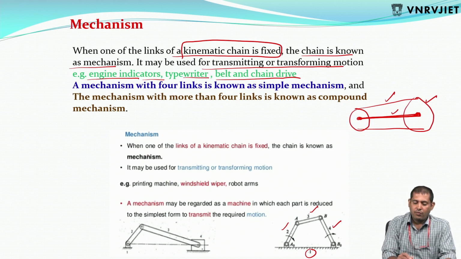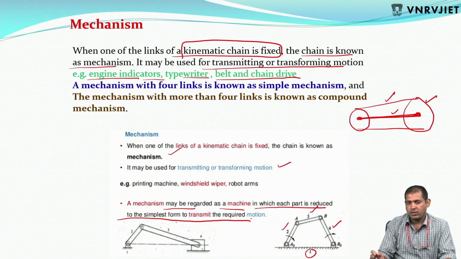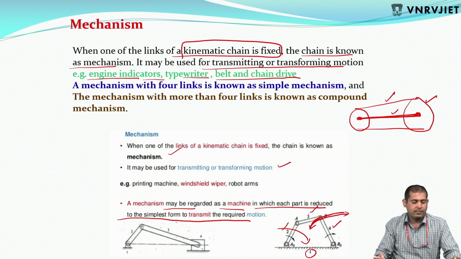Next, when one of the links in a kinematic chain is fixed, the chain is known as a mechanism. It may be used for transmitting motion, same as before, like a printing machine. A mechanism may be regarded as a machine in which each part is reduced to its simplest form to transmit the required motion. So if you give some input, some kind of output is produced. It's called a mechanism.